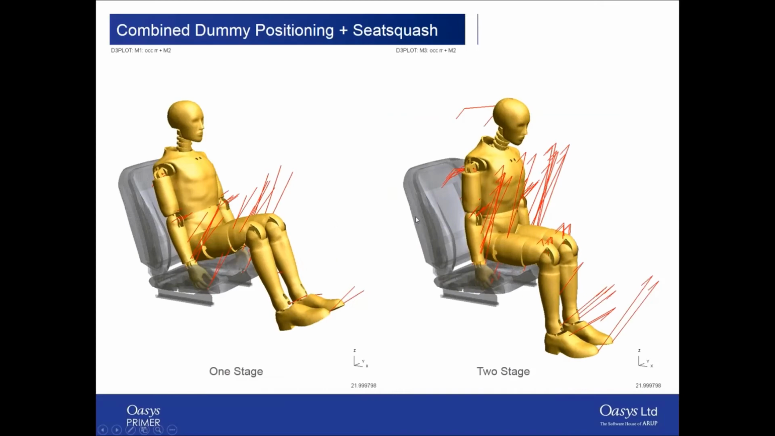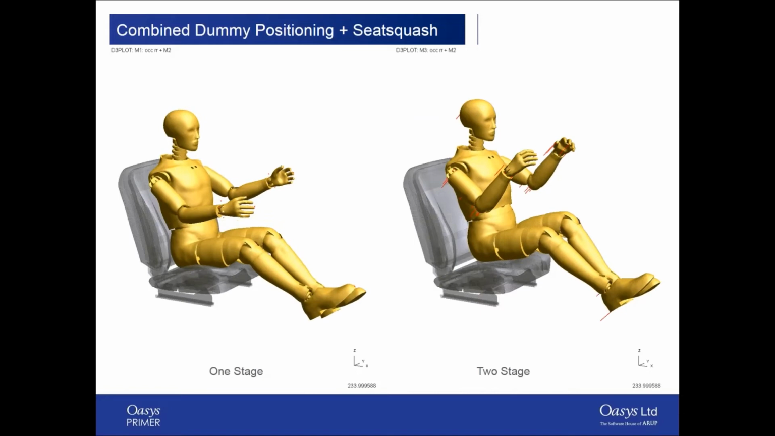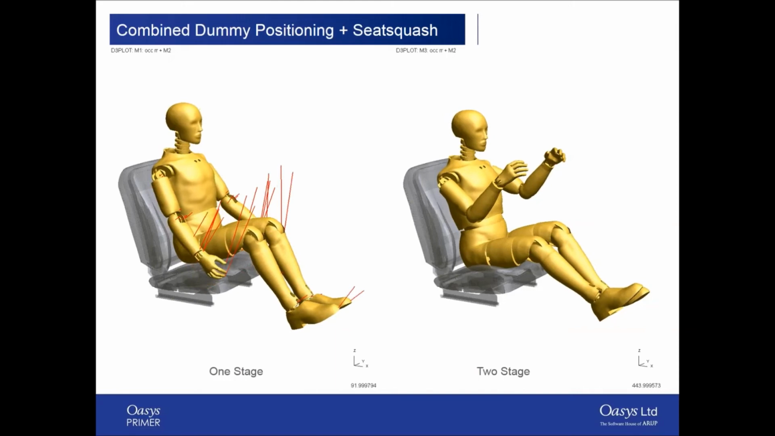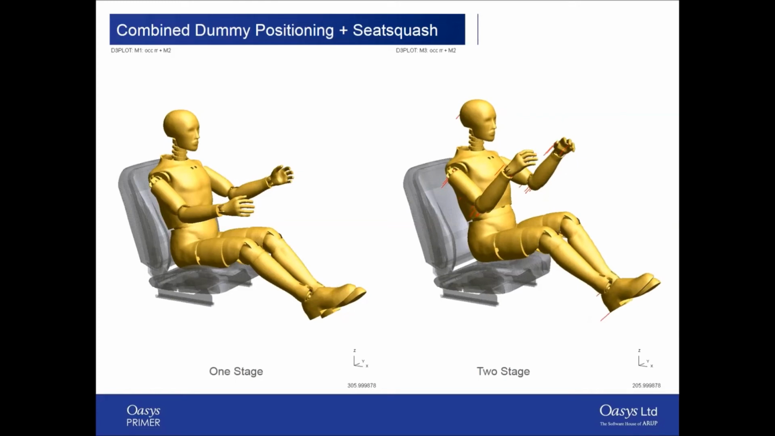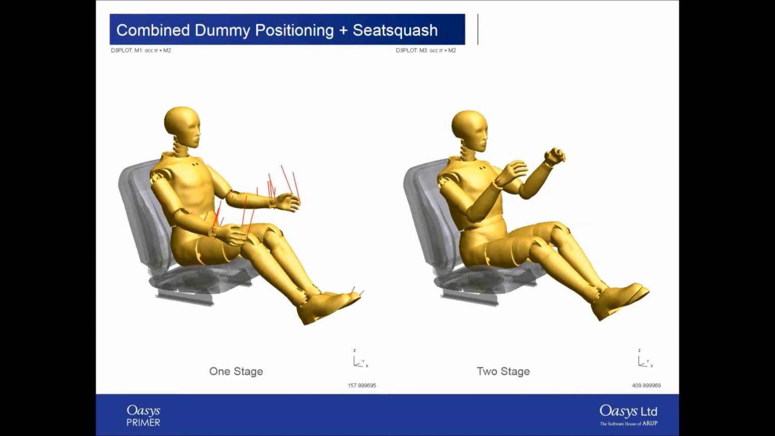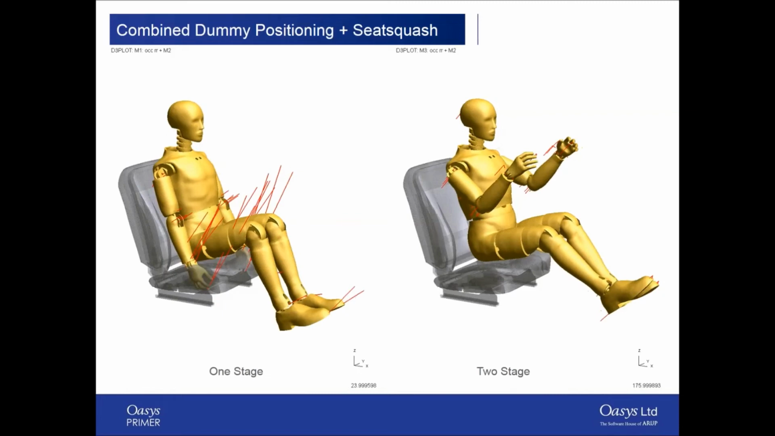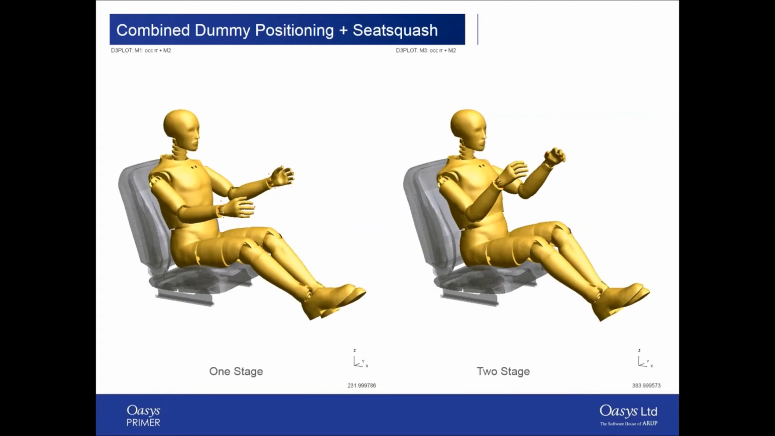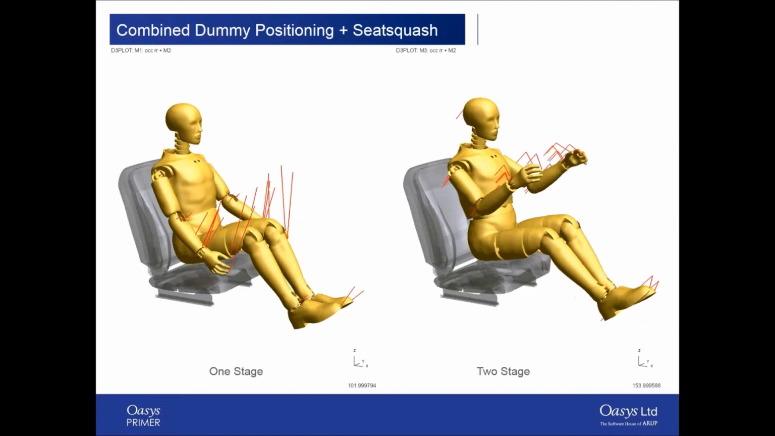Now, this is a slide showing the difference between the one stage and the two stage that I was showing before. Hopefully this comes across over the network. On the left-hand side here is one stage, and the right-hand side is two stage. One stage is when you're moving the occupant into the seat and positioning the arms and legs, etc., at the same time. Two stage is when you move the arms, legs, etc., into position, and then the whole dummy is pulled down into the seat. So it's a two-stage operation. You can set up either of these in Primer.